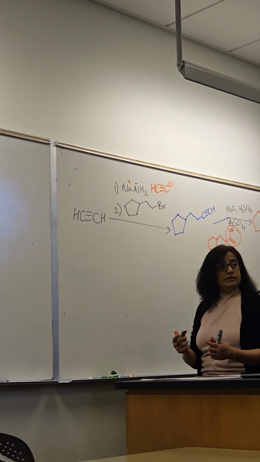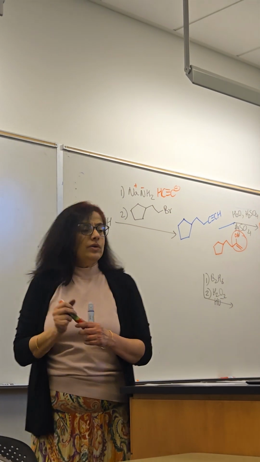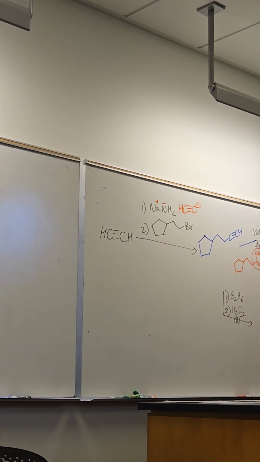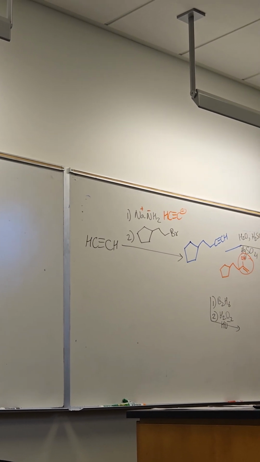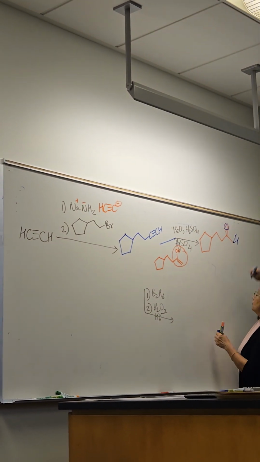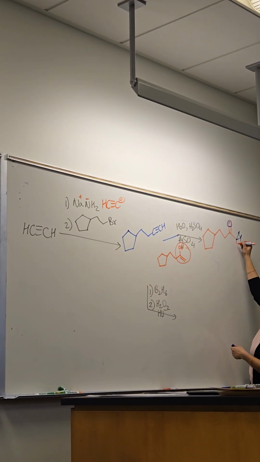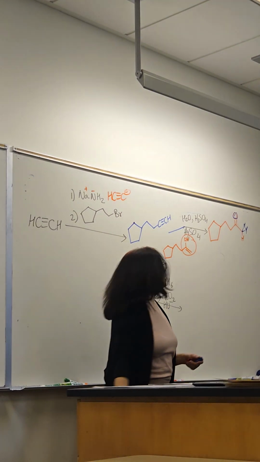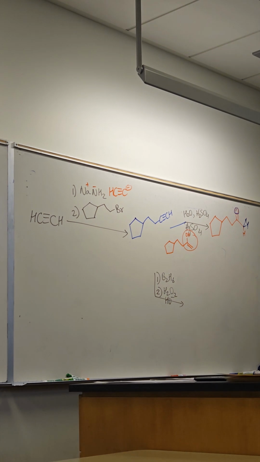That's your final product. If you're wondering where the hydrogens are from, we added water. Two of these hydrogens are from H2O. This oxygen is from H2O. The third hydrogen, of course, was the original hydrogen that was already there. So that's the final product.